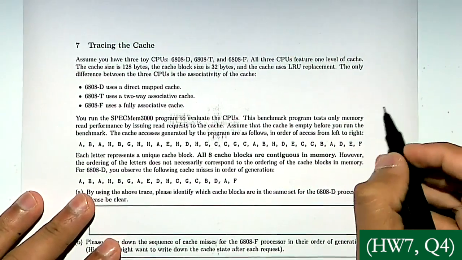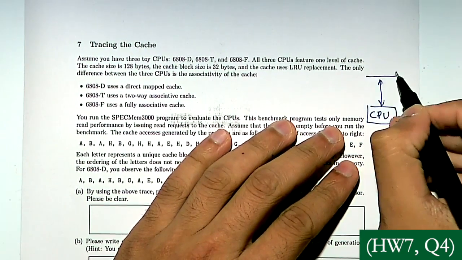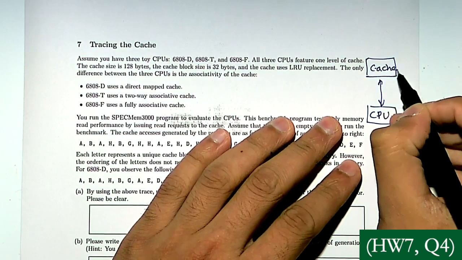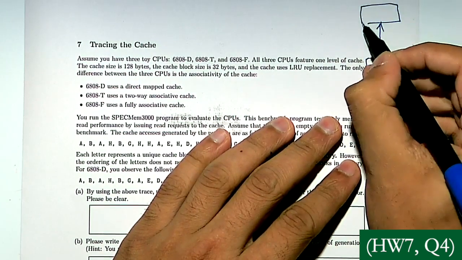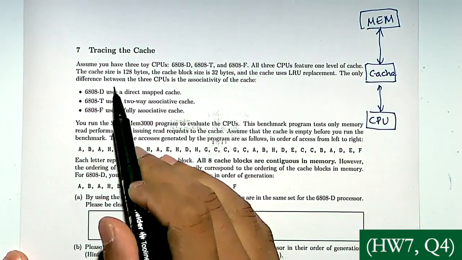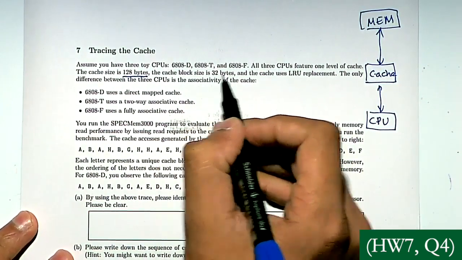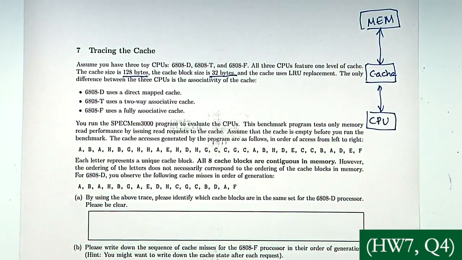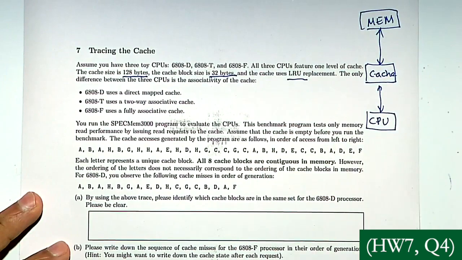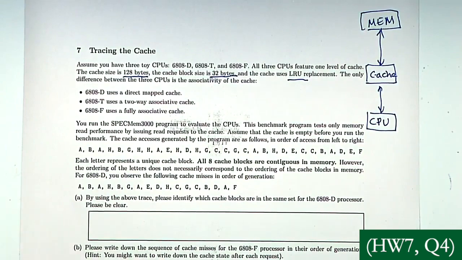So the system looks sort of like we have a CPU here, and then we have an interface to a cache, and then the cache interfaces with memory. Each one of these CPUs has a different type of cache, right? We're given that the cache size is 128 bytes, and the cache block size is 32 bytes. So that tells us that precisely four blocks fit in one of the caches. We also know that the cache uses the least recently used replacement policy.